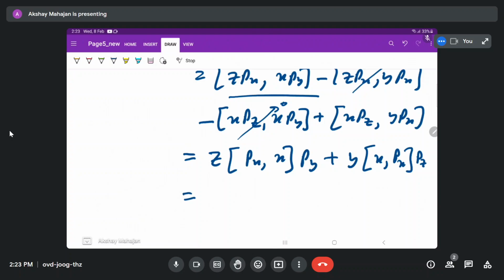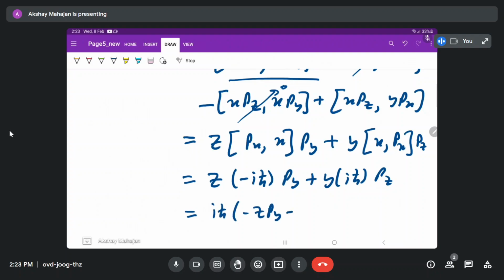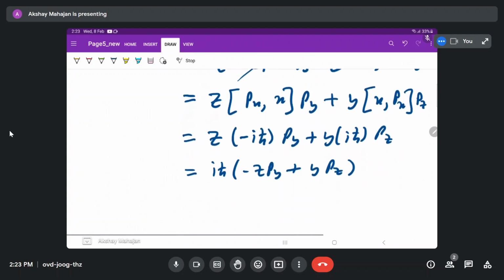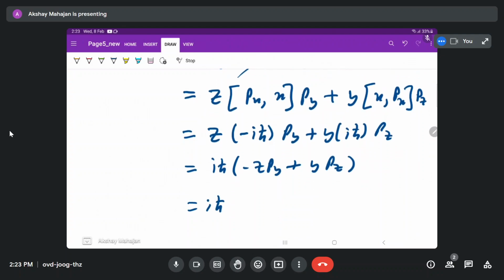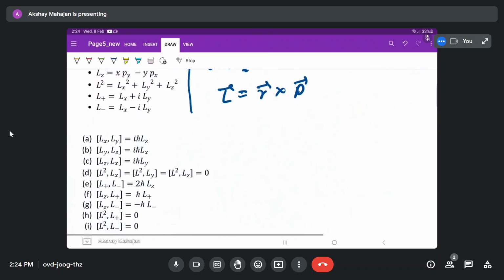So from here again this will be equal to minus iota h cross py plus y iota h cross pz, where again it is minus z py plus y pz. Okay, y pz minus z py, and this you can check, it will be equal to iota h cross Lx. So this is the identity that we have proved. It is coming as iota h cross Lx, the Ly Lz commutation.